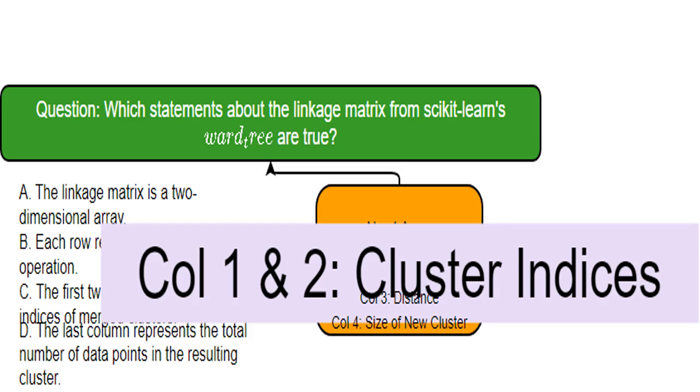The final column tells you the size of the new cluster formed after merging the 2 clusters specified in columns 0 and 1. So, it's not the total size of all points but the combined size of only those 2 clusters after their merger. It represents the number of data points in the newly created cluster.